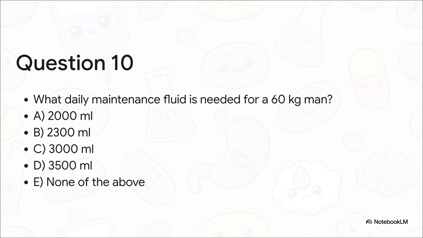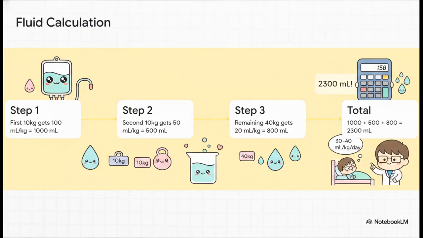All right, time to apply that formula from earlier. Miscalculating this on the wards can have really severe consequences, so getting it right is non-negotiable. What amount of daily maintenance fluid will be required for a 60-kilogram man? A. 2,000 mLs, B. 2,300 mLs, C. 3,000 mLs, D. 3,500 mLs, or E. None of the above. If you calculated B, 2,300 milliliters, you're spot on.